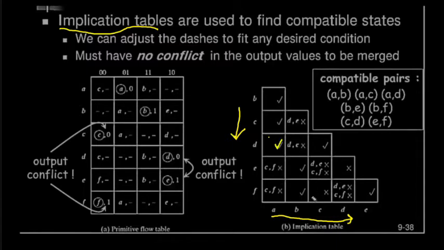If we compare C and F, C, F, 0, 1, we can see that the outputs are conflicting, therefore these are not compatible states. So I cross the box. If I compare B and C, 0, don't care, C, don't care, 0, A, don't care, B, don't care, 1, don't care, E, D, don't care.